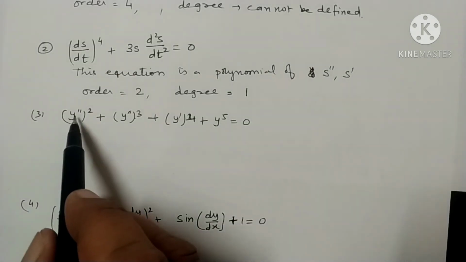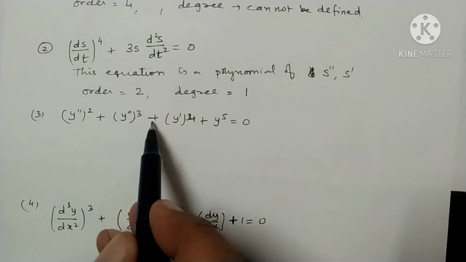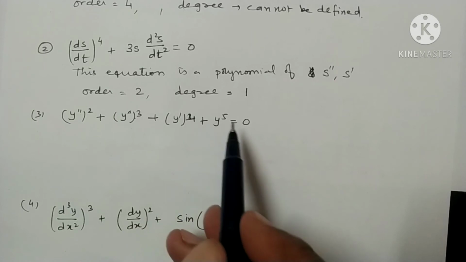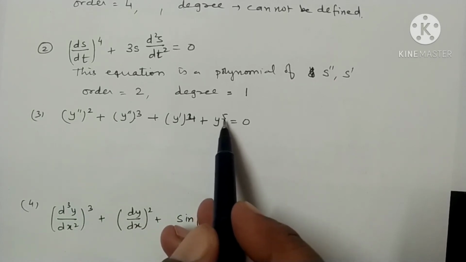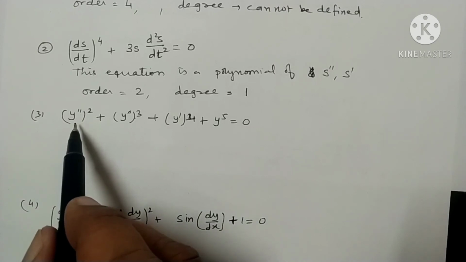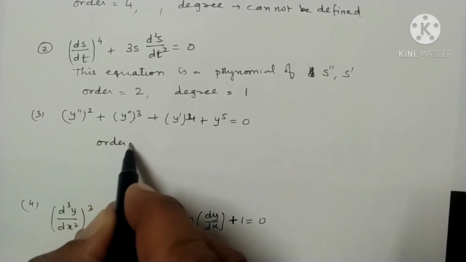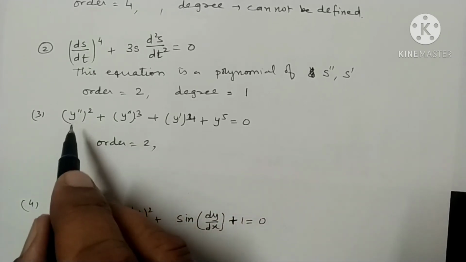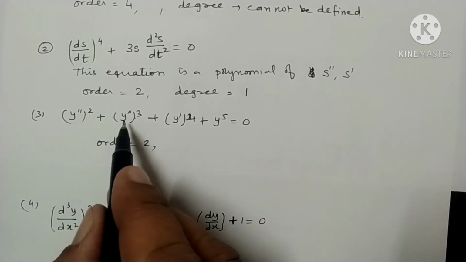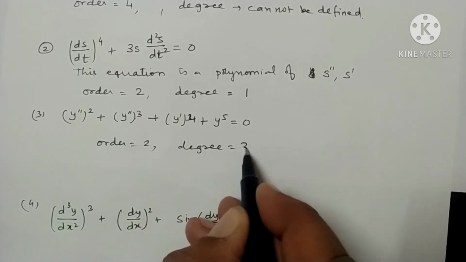Look here, (y double dash) whole square plus (y double dash) power 3 plus (y dash) power 4 plus y power 5 equal to 0. Here the order is 2, and degree means the power of the highest derivative, which is 3. So degree is 3. All of you understand?